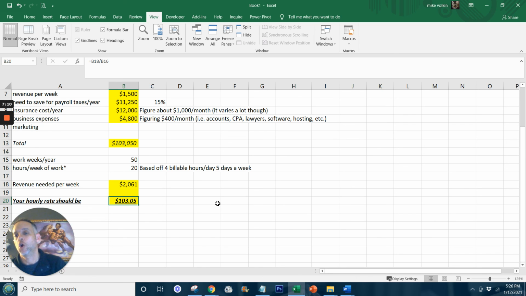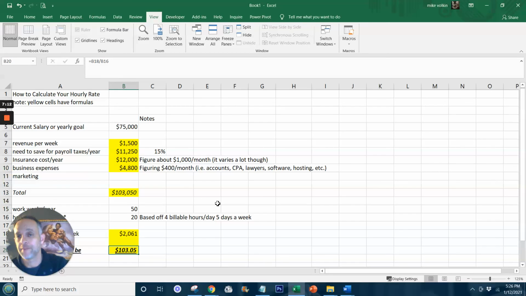All right. Hopefully this sheds a little bit of light and makes it much more clear on what you should be charging if you want to charge per hour.